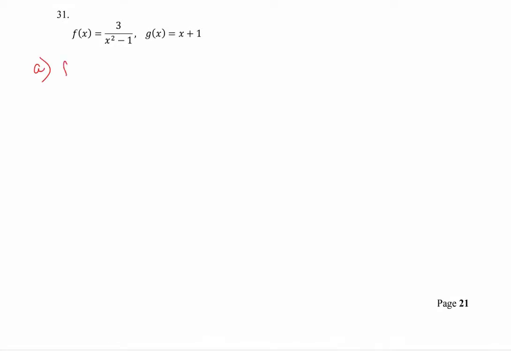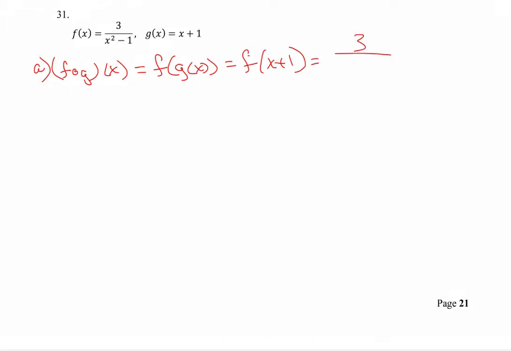So let's look at f of g of x. So that's f of g of x, which is f of x plus 1, which is 3 over x plus 1 squared minus 1, which simplifies down to being 3 over x squared plus 2x.